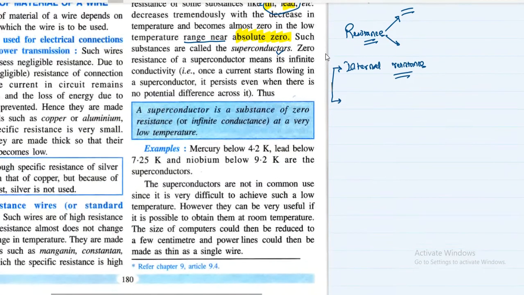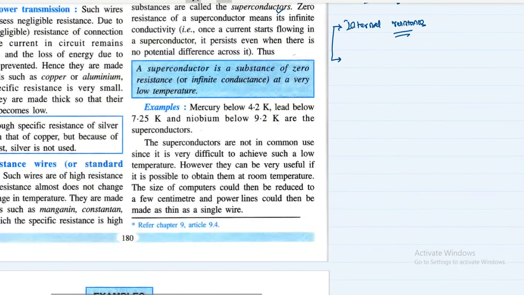So इसके examples ये लोगों ने दिए हैं यहाँ पे. Example is mercury below 4.2 Kelvin, lead below 7.25 Kelvin, and niobium below 9.2 Kelvin. These are all superconductors.